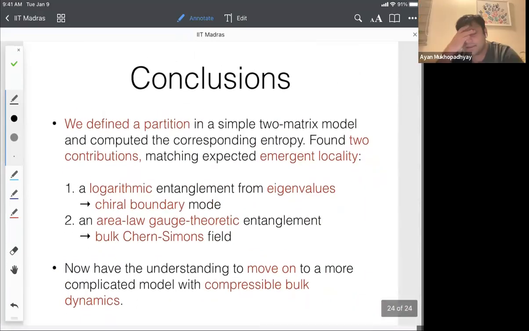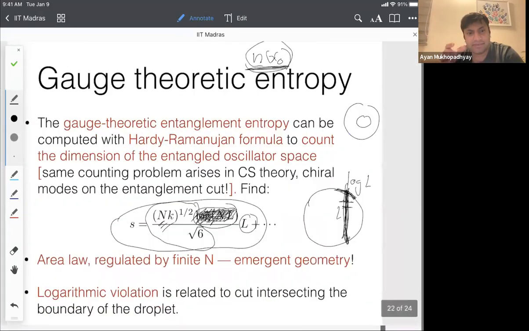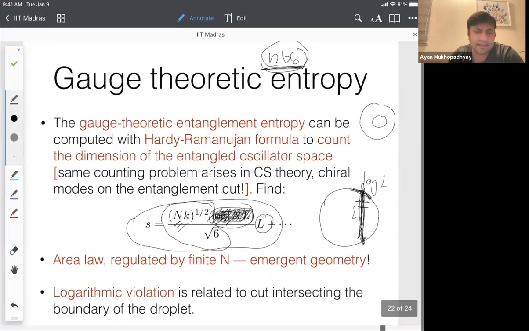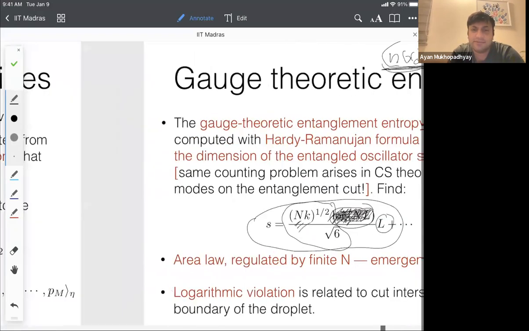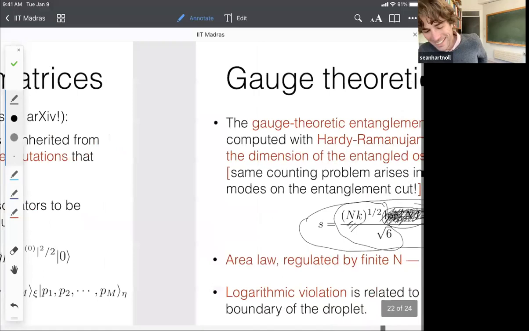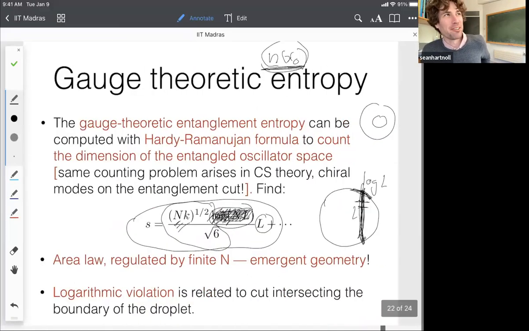Maybe I don't remember correctly, but this log N L times L behavior, isn't it also something seen in Fermi liquids? Yeah, that's right. I was excited for a couple of days about that. I don't know that there's a connection.